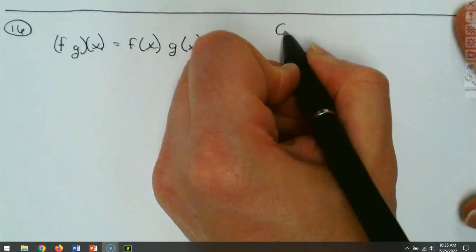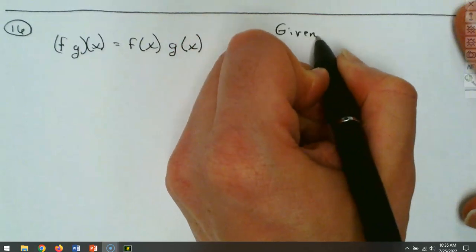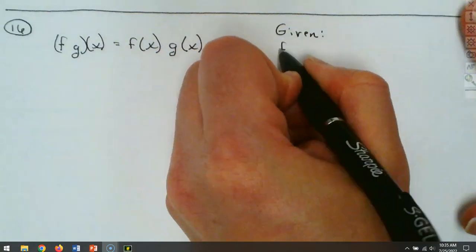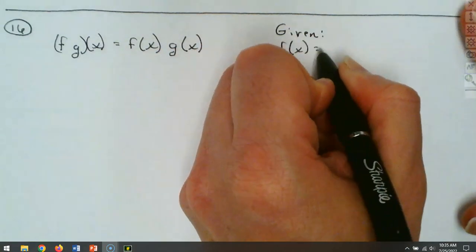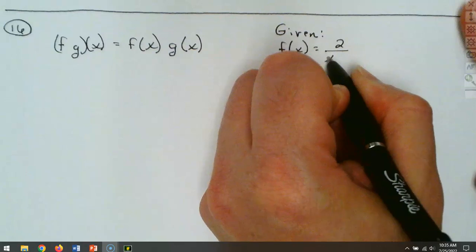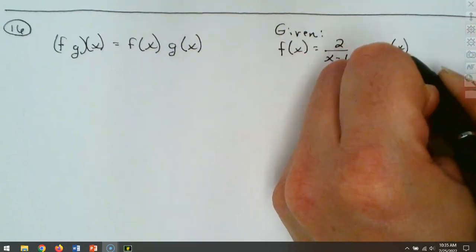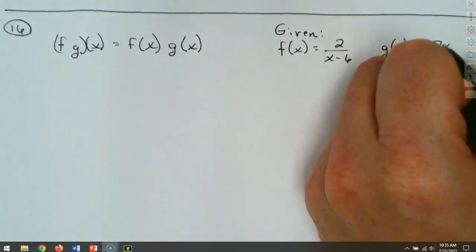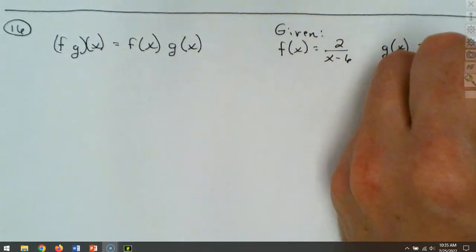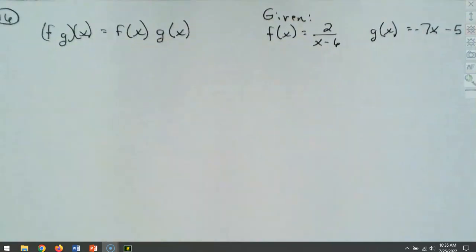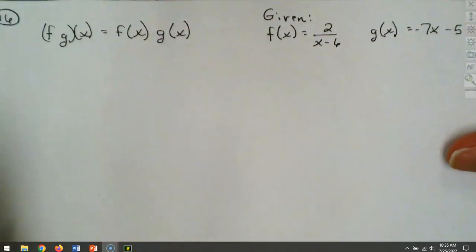And you are given the 2 functions. So you're given f of x, which is 2 over x minus 6, and you're given g of x, which is minus 7x minus 5. Now, we do not have to clean these up. We don't have to do a lot of work. All we have to do is put them together.